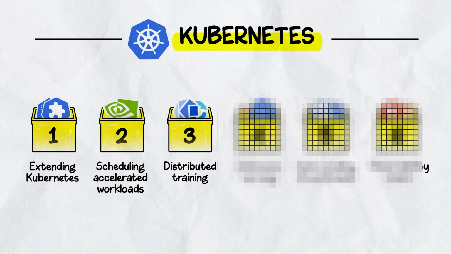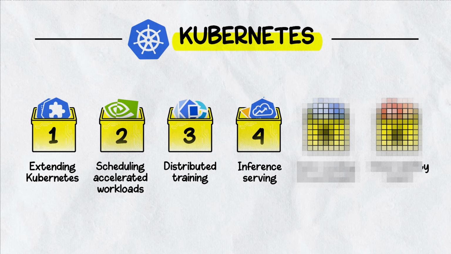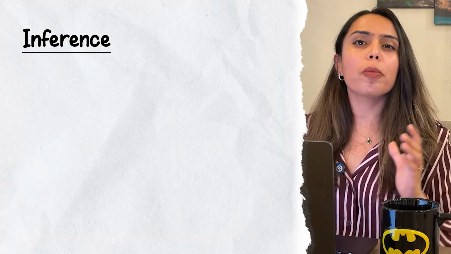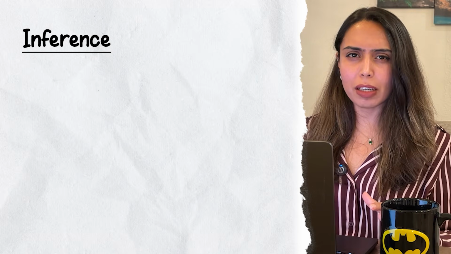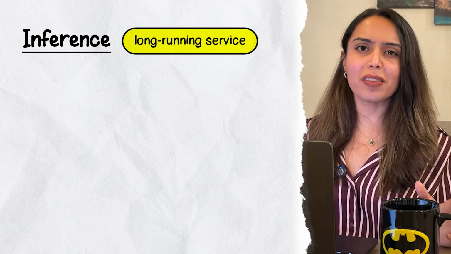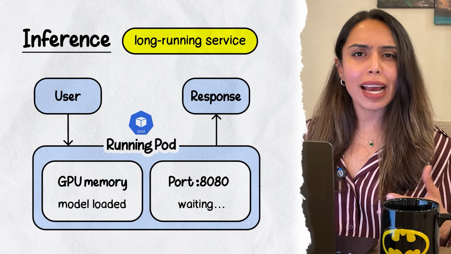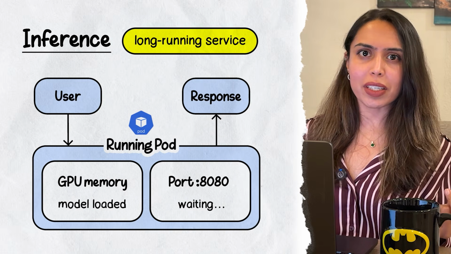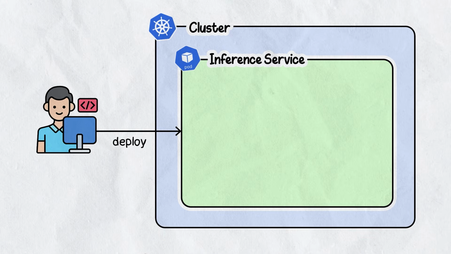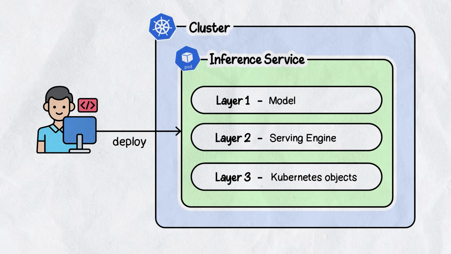Now, my favorite bucket. This is the inference serving and the deployment bucket. Inference is the opposite shape of training. It's not a job that finishes. It's a long-running service. A pod that loads your model into GPU memory, opens a port, and stays alive, waiting for requests. When you deploy a model for inference on Kubernetes, three layers come together.